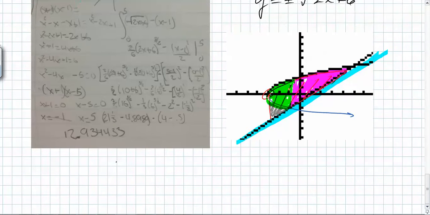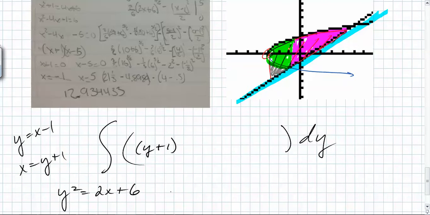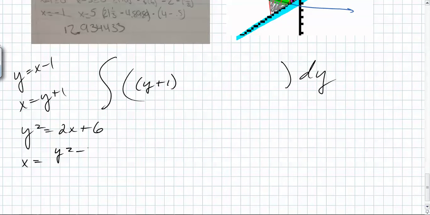So what are you going to end up with? You have the integral, and the upper function is y equals x minus 1, right? But you're doing it in terms of y. So what is it going to be? x is equal to y plus 1. So you have y plus 1, and then you had y squared equals what? 2x plus 6. What do you isolate? You isolate x, and end up with x is equal to y squared minus 6, all over 2. What's the only thing left for us to figure out?